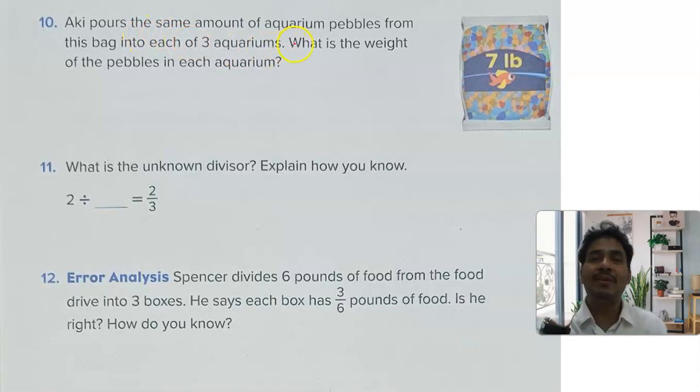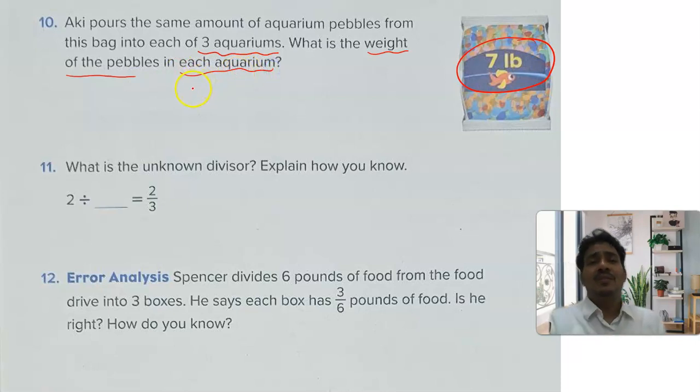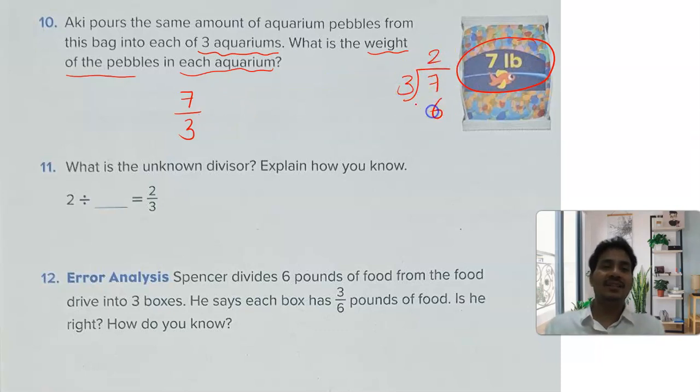Aki pours the same amount of aquarium pebbles from this bag, which is 7 pounds, into each of the three aquariums. What is the weight of the pebbles in each aquarium? So basically you have to divide 7 by 3. If you divide using long division, 3 times 2 is 6 and 1 is a remainder. So the question is whether you will write it as a mixed fraction or in remainder form.